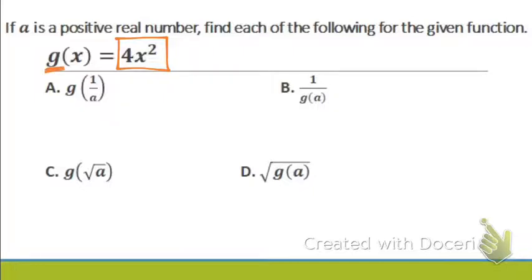What are we putting in the place of x for part A? 1 over a. So I have 4, and then grab my parentheses, 1 over a whole fraction squared. How is this fraction going to square? What will it look like when I'm done squaring it? 1 over a squared.